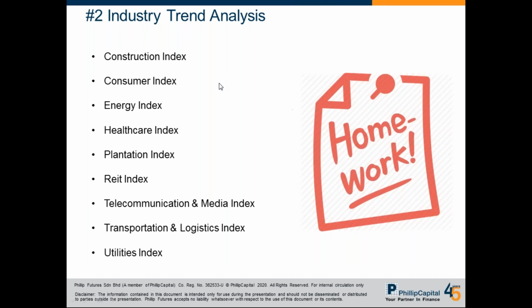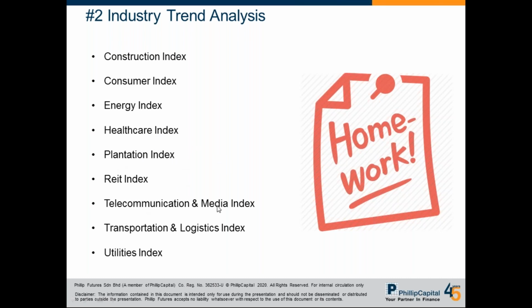Now, there are so many other indexes that, due to time constraints, I won't be able to cover one by one. But there are still the construction index, which has companies like Gamuda; the consumer index, companies with consumer products like Heineken and Carlsberg. Energy indexes usually refer to the oil and gas companies. Healthcare is definitely one of the strongest, a growth industry that falls under this index. Plantation refers to plantation companies.